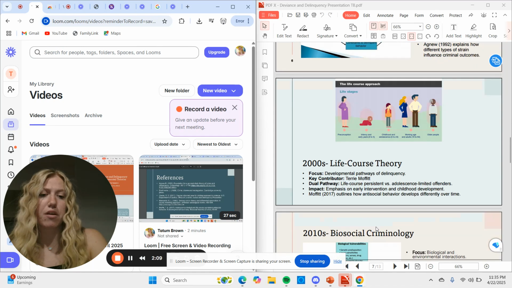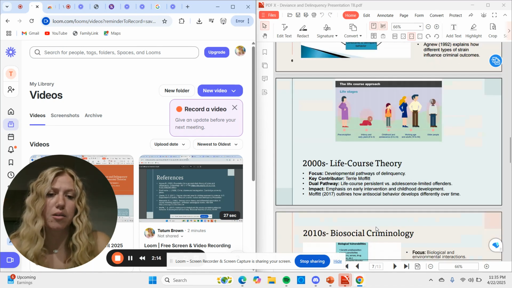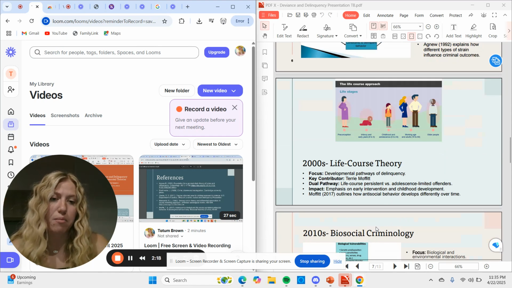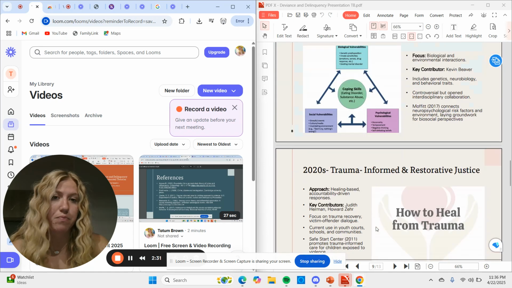The next theory, in the 2000s, is life course theory, contributed by Terrie Moffitt, and the main focus is developmental pathways of delinquency. And I have the life course visual. It emphasizes early intervention and childhood development, and how antisocial behavior develops differently over time.